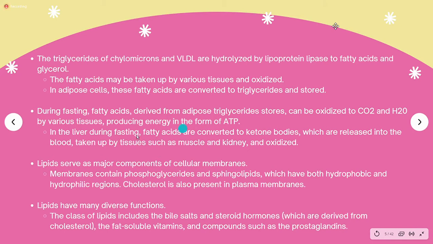In the liver during fasting, fatty acids are converted to ketone bodies. It is not only by fasting that fatty acids are converted to ketone bodies. In certain conditions, like uncontrolled diabetes mellitus, the fatty acids are also converted to ketone bodies. So during fasting, the stored fatty acid in the form of triacylglycerol or triglyceride is converted to glycerol and fatty acids, and the fatty acids are oxidized. And of course, if there is so much of it, you will form ketone bodies.